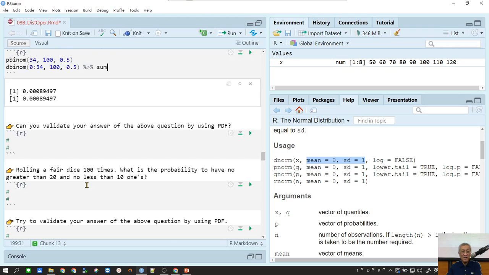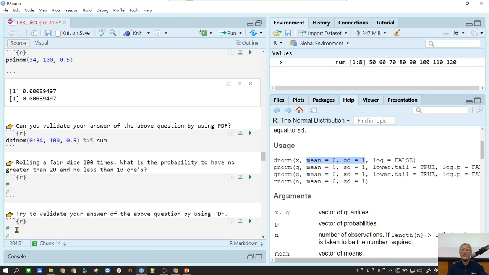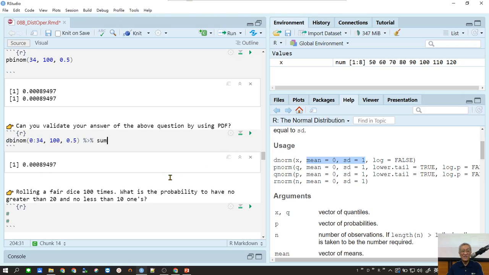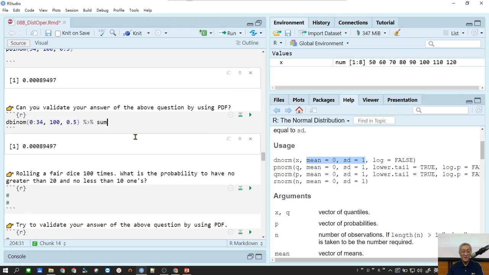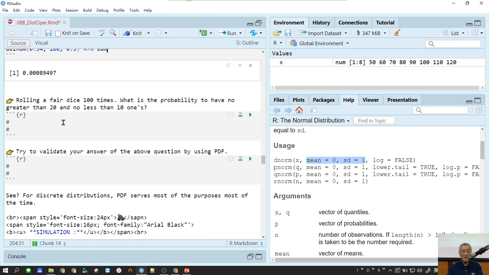Now, actually, this is exactly the same as here, right? Here's the PDF. It should be exactly the same. Now this one is a little tricky, right? We are talking about the probability to have no greater than 20 and no less than 10. Okay? Between 10 and 20, including 10 and 20. Okay?